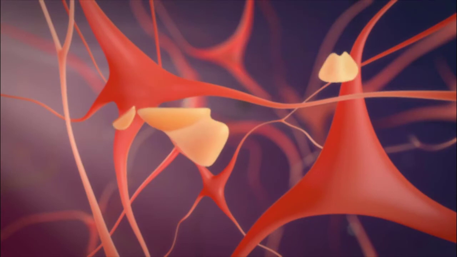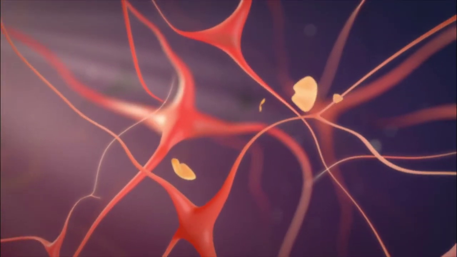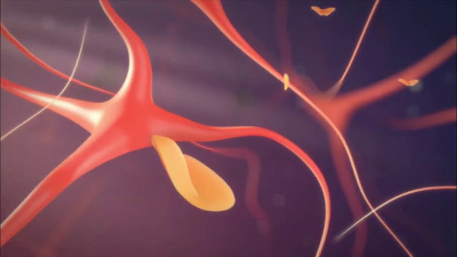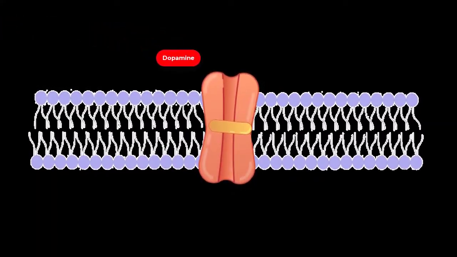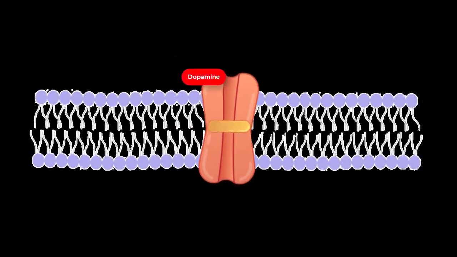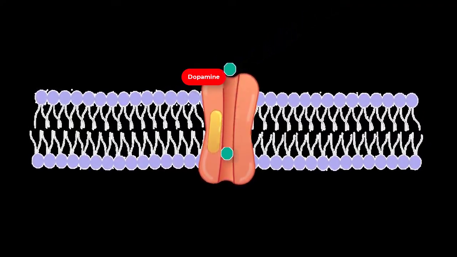One example of a receptor-ligand interaction is the receptors that are located on nerve cells that bind neurotransmitters, such as dopamine. When a dopamine molecule binds to a dopamine receptor protein, a channel within the transmembrane protein opens, allowing for certain ions to flow into the cell.